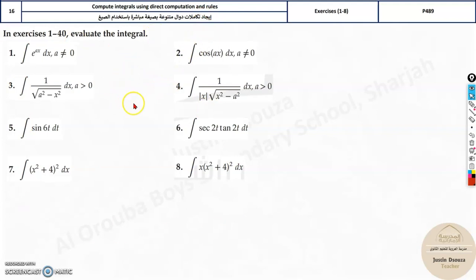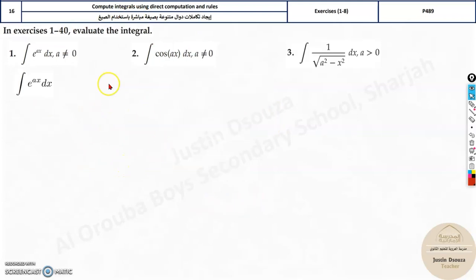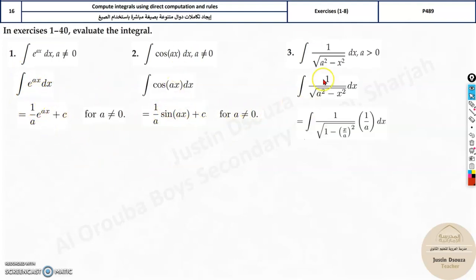If you're finding this hard, watch video number 6, video number 7 and the previous one, and also the shortcut method to integration using a scientific calculator. You will definitely find the answers. They're very simple, but if you want to solve them one by one, here are the steps. You can see them. They're very, very simple.